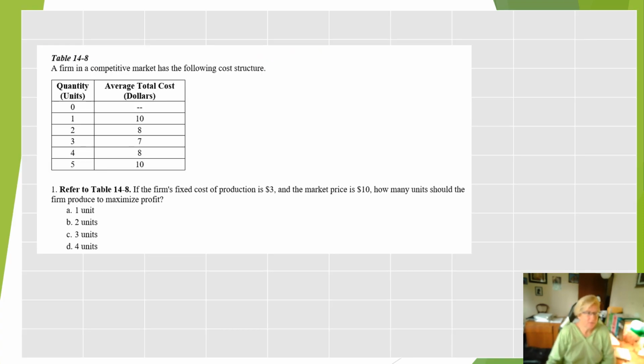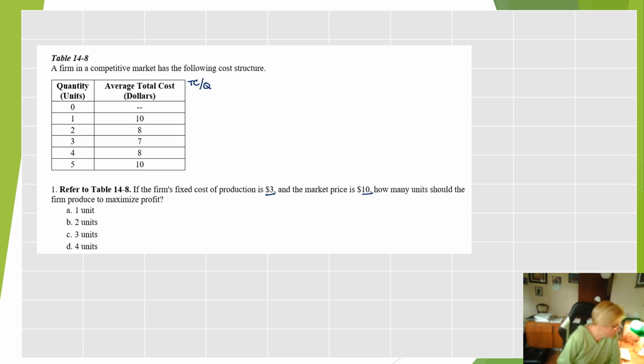Our first problem here, we have a firm in a competitive market has the following cost structure. So here we see average total cost. Remember, that's total cost divided by quantity. If the firm's fixed cost of production is $3 and the market price is $10, how many units should the firm produce to maximize profit?